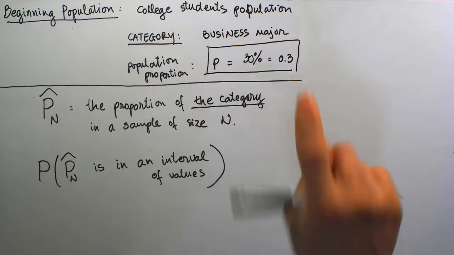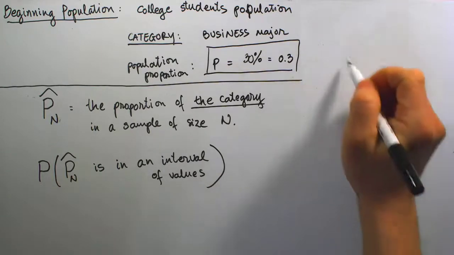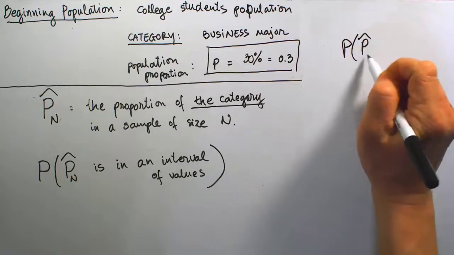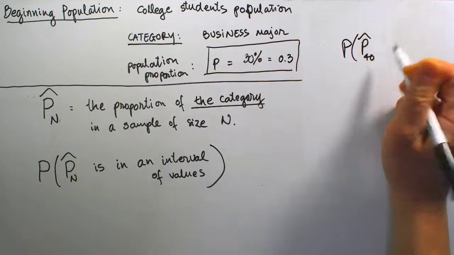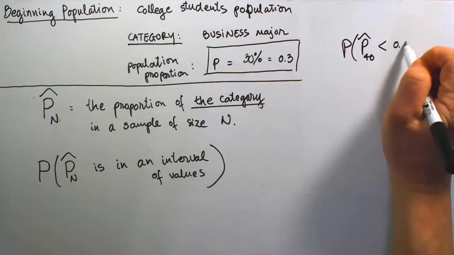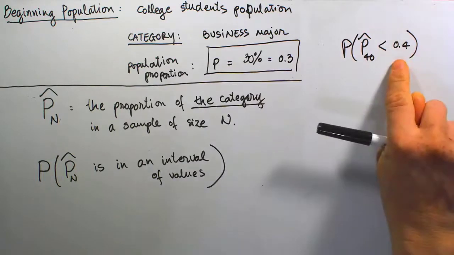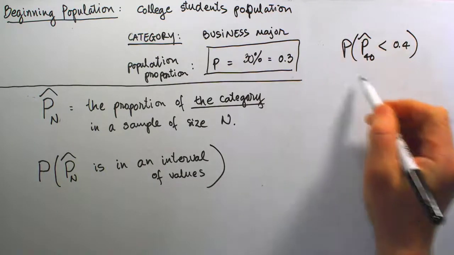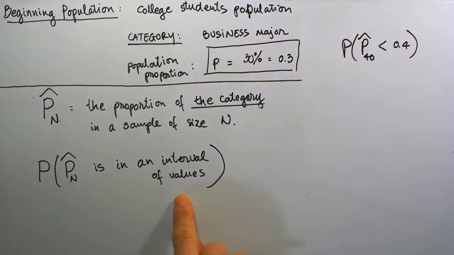So in this particular problem, part A, we were specifically finding the probability where our sample proportion of size 40 right here is below 0.4. See? So below 0.4 here means anywhere less than 0.4. This is an interval of values. That's what it is generally.